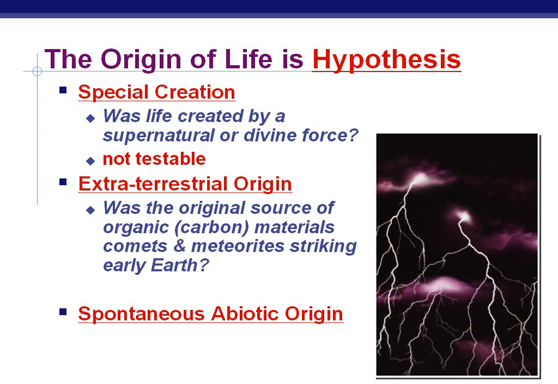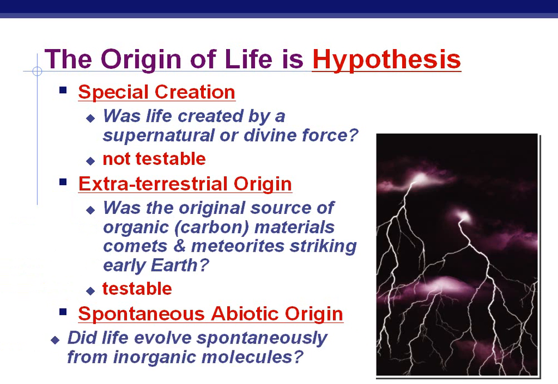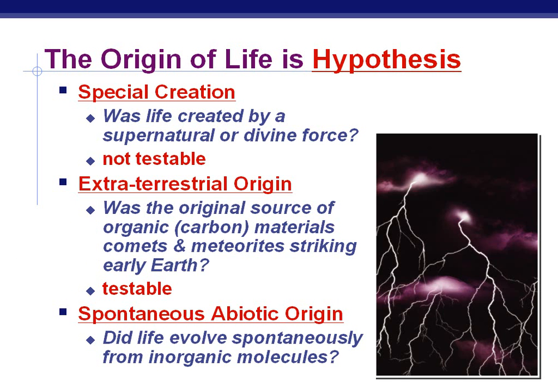Extraterrestrial origin. Was the original source of organic or carbon materials comets and meteorites striking early Earth? Perhaps, and this is testable. What about spontaneous abiotic origin? Did life evolve spontaneously from inorganic molecules? Perhaps, and this is also testable. So let's consider what early Earth was most likely like.